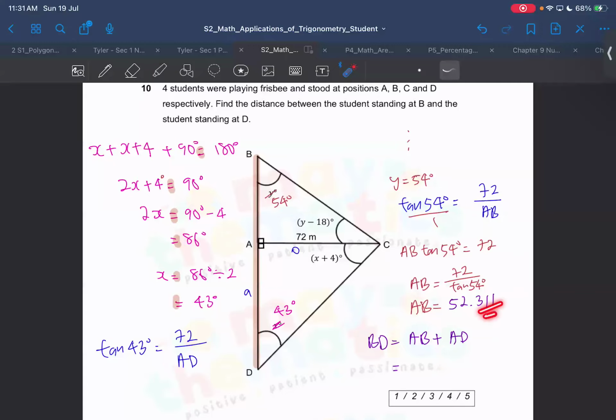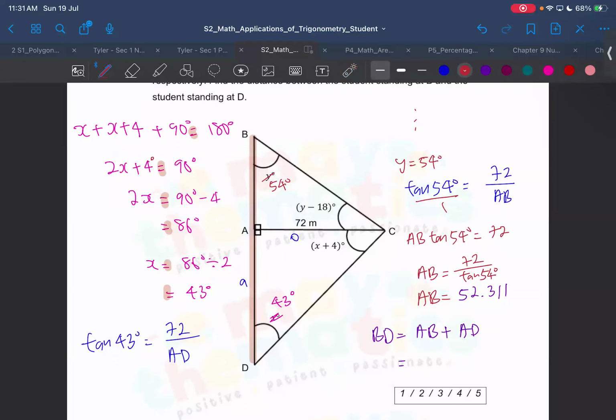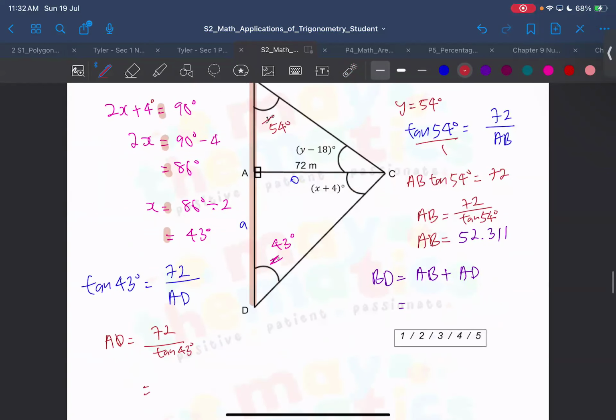Then I will get this. If you are able to see straight away from here to here, then that will be good. If not, you are free to also write out the step before that. It took me some time to go straight away also. So AD will be the same thing, 72 divided by tangent 43. And that's how you get 77.211. Matthew, you got this?